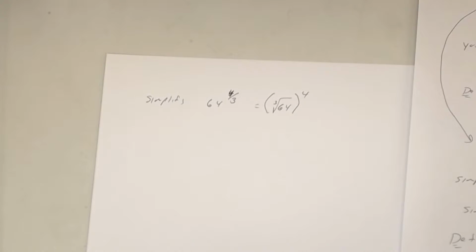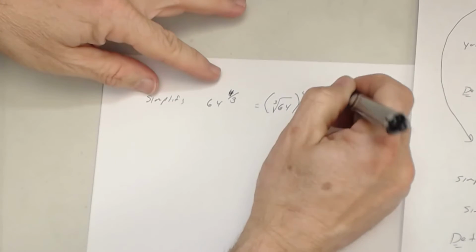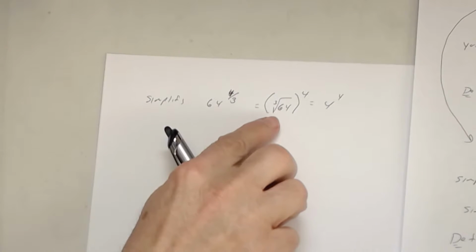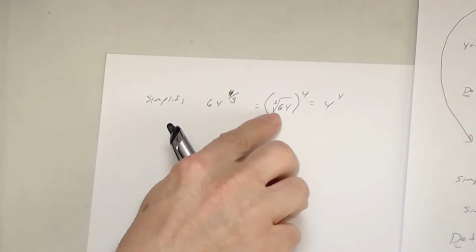What's the cube root of 64? 4. And all I've got to do now is figure out what 4 to the 4th power is. So 4 to the 4th means 4 times 4 times 4 times 4. A little bit of work I have to do, but it's doable. It's a lot easier to deal with than saying 64 to the 4th power.